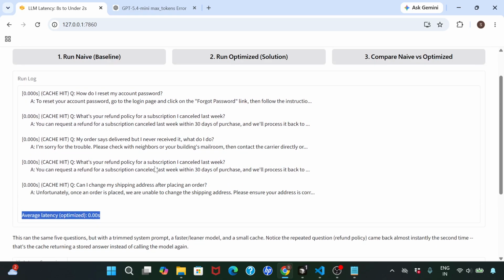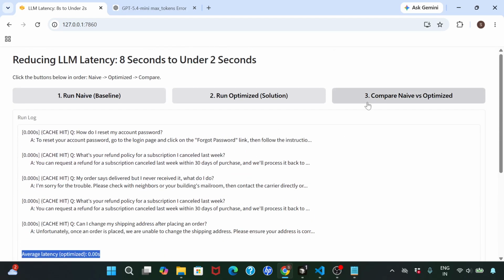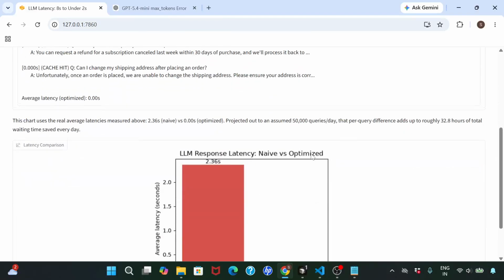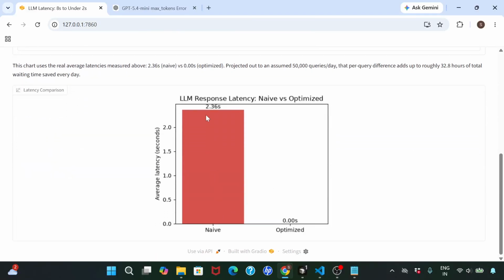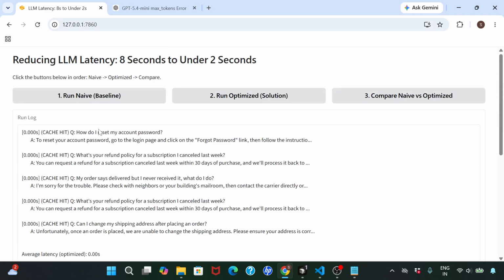Because I actually ran this before, what happened is it basically caught it from the cache, so I ended up with 0 seconds. Now if I run this again, you see this one is 2.3 seconds, and this one is 0 seconds because I'm actually using the cache.